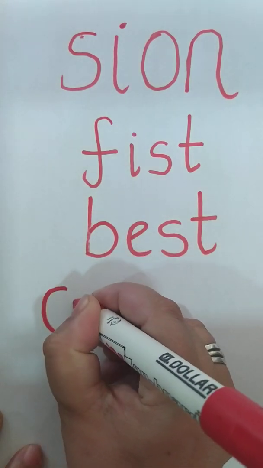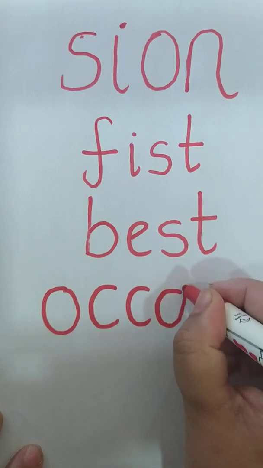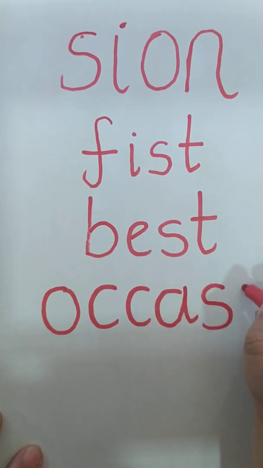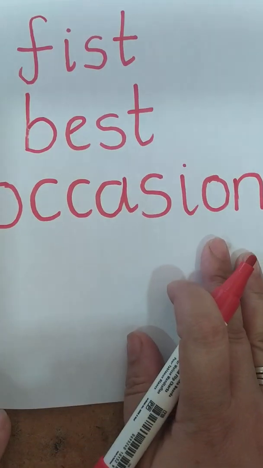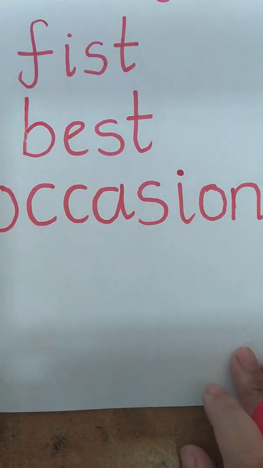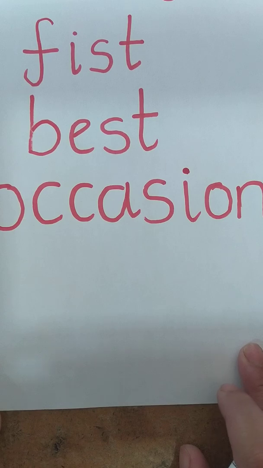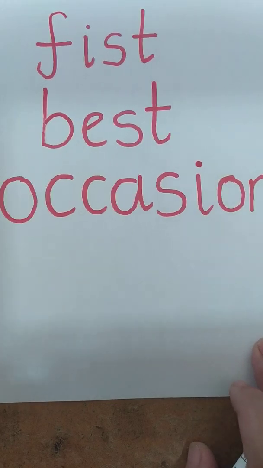Then you have a, c, t, action. So occasion. When you have a birthday party or a wedding or any kind of function, we say it's an occasion, a special occasion. Your birthday is a special occasion. If someone's getting married, we say it's a wedding, a special occasion of a marriage.